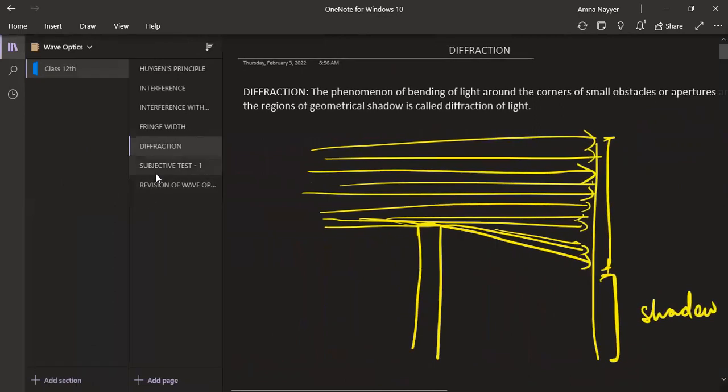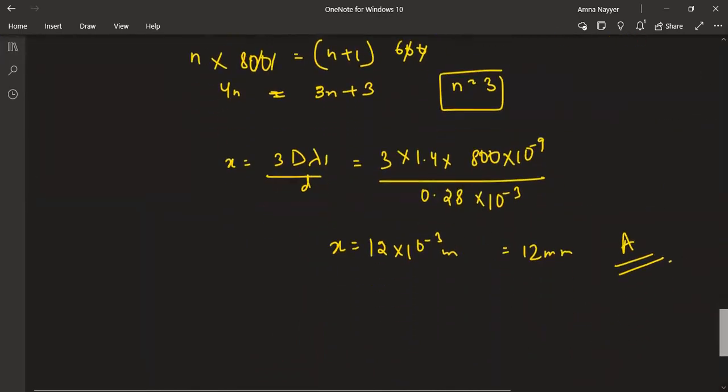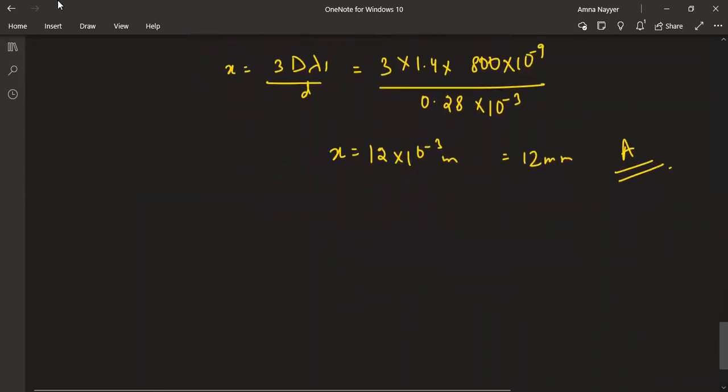So let's practice some questions from this. Then one or two, I think 2-3 questions are left. Then I'll stop the class.